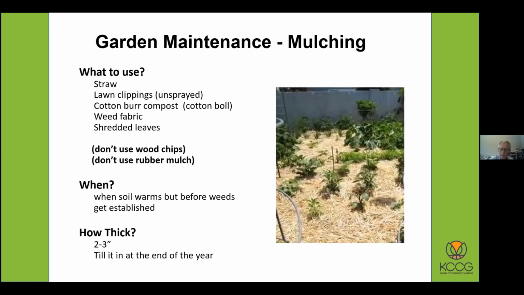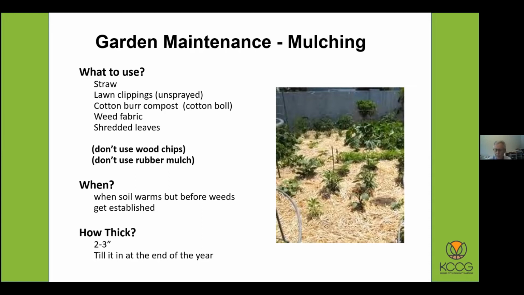So the big question is, what do you use for mulch? Straw is very popular. We do a lot of that at community gardens. A lot of our community garden groups will use straw, school gardens also. Lawn clippings from grass that has not been sprayed with synthetic chemicals. If you're going to buy something in a bag, there's a product called cotton burr compost. I like that. It's shredded and looks kind of like peat moss.